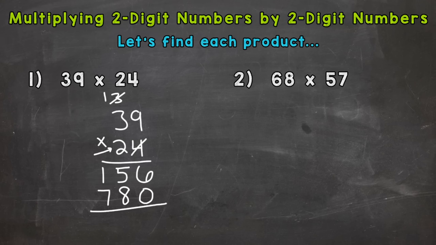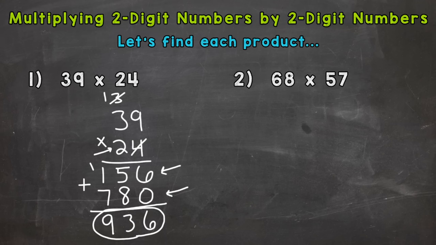So we have 4 times 39 is 156, and 20 times 39 is 780. Now we add these two answers together to get our final answer or product. So 6 plus 0 is 6, 5 plus 8 is 13, 1 plus 1 is 2, plus that 7 is 9. So we get a final answer of 936.